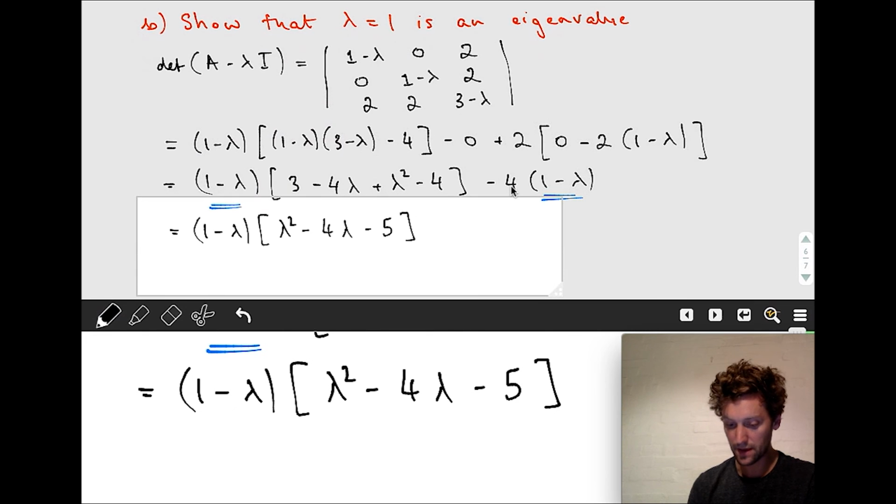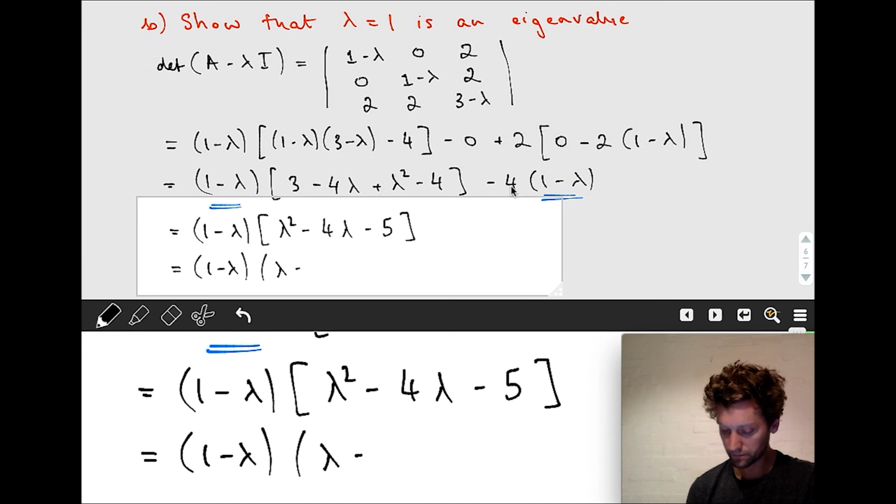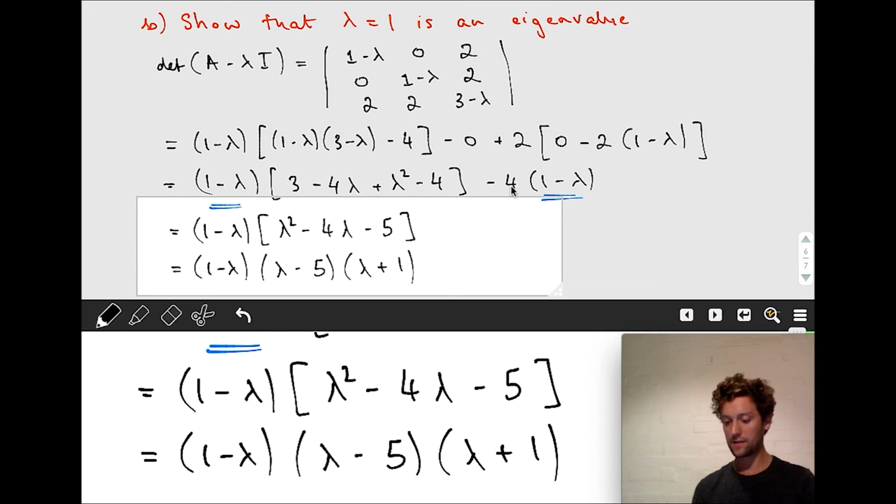We're factorizing that. Lambda minus 5, lambda plus 1. And that's equal to 0, which gives me my eigenvalues.